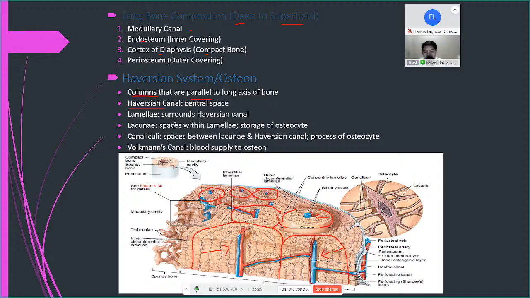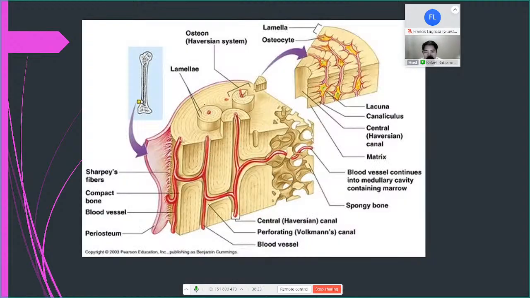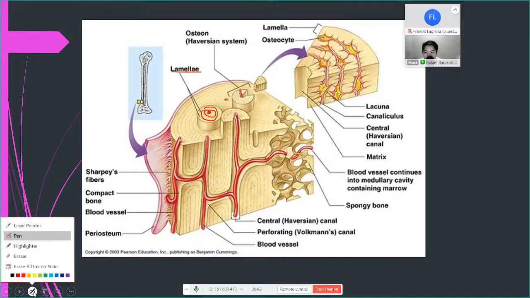Next we have the lamellae. The lamellae surround the Haversian canal. I think there's a better picture right here. So this is the Haversian canal in red. These circles surrounding it are called the lamellae.